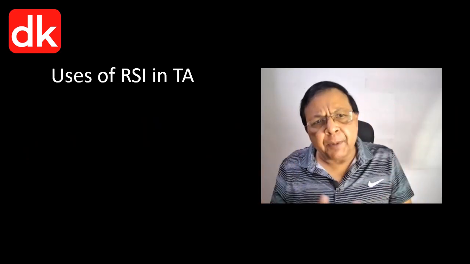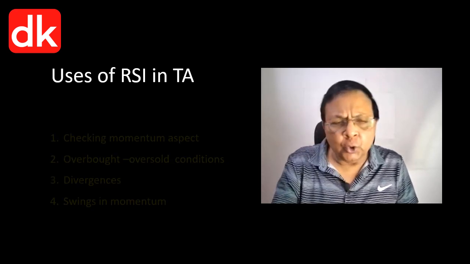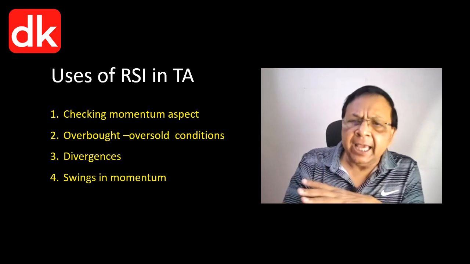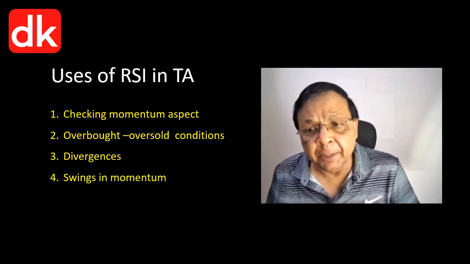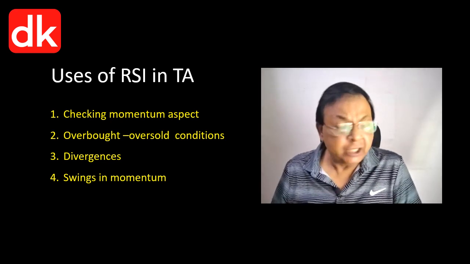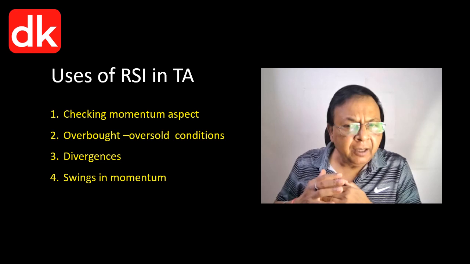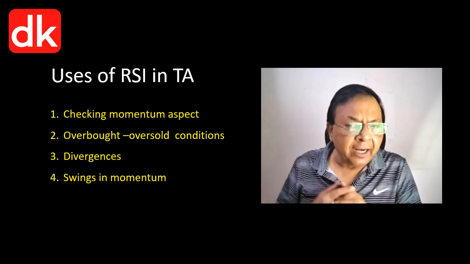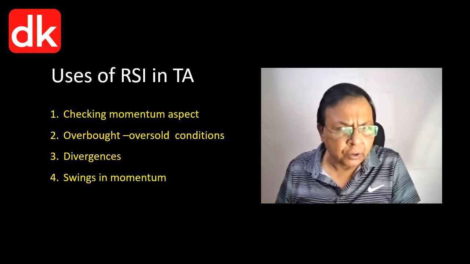So what are the broad uses of RSI in technical analysis? So basically RSI first is to check the momentum aspect of it, at which speed the price is moving. It's very significant. If you want to cut short the time when we calculate the target, probably the momentum plays a very significant role, besides other aspects of course.